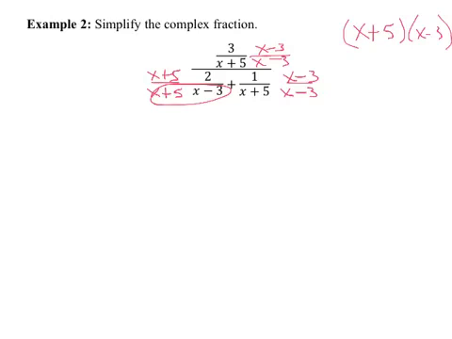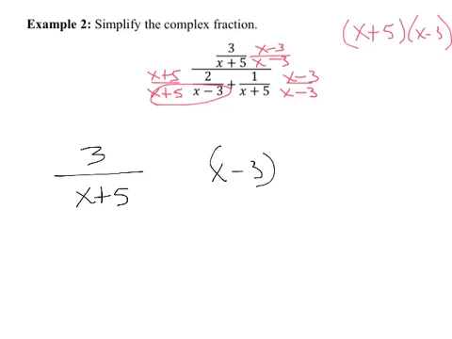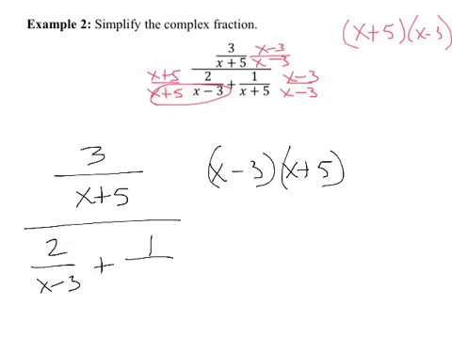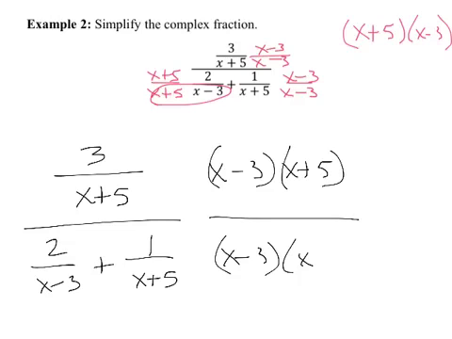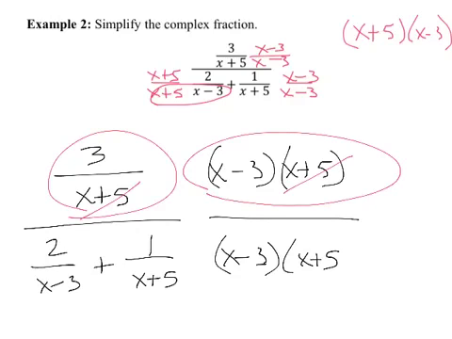So let's take our original fraction now and go ahead and multiply by that common denominator. So we have 3 over x plus 5, times x minus 3, x plus 5, all over 2 over x minus 3, plus 1 over x plus 5, and again multiplied by x minus 3 times x plus 5. Now what we're going to notice here is when we multiply this by this whole thing, the x plus 5's cancel, leaving behind in here 3, from this, and the x minus 3 here.